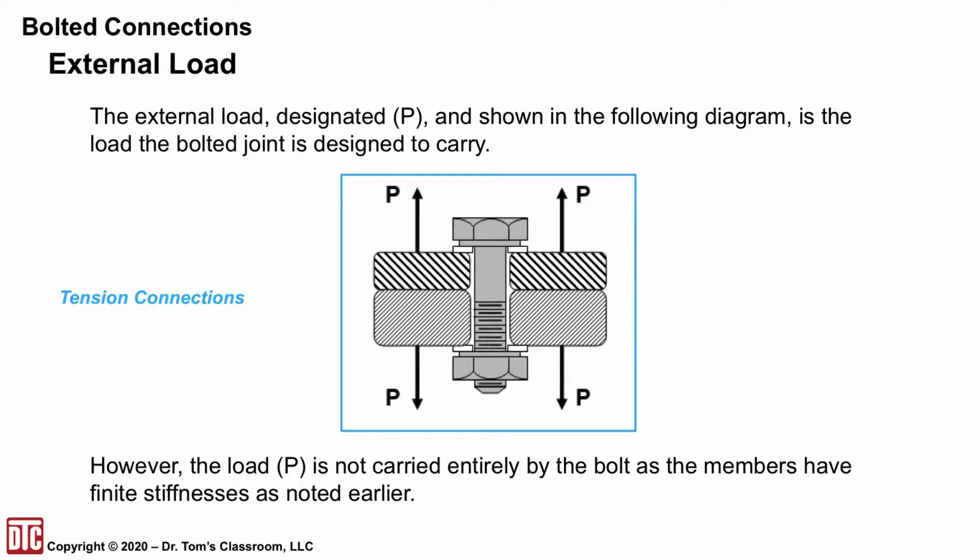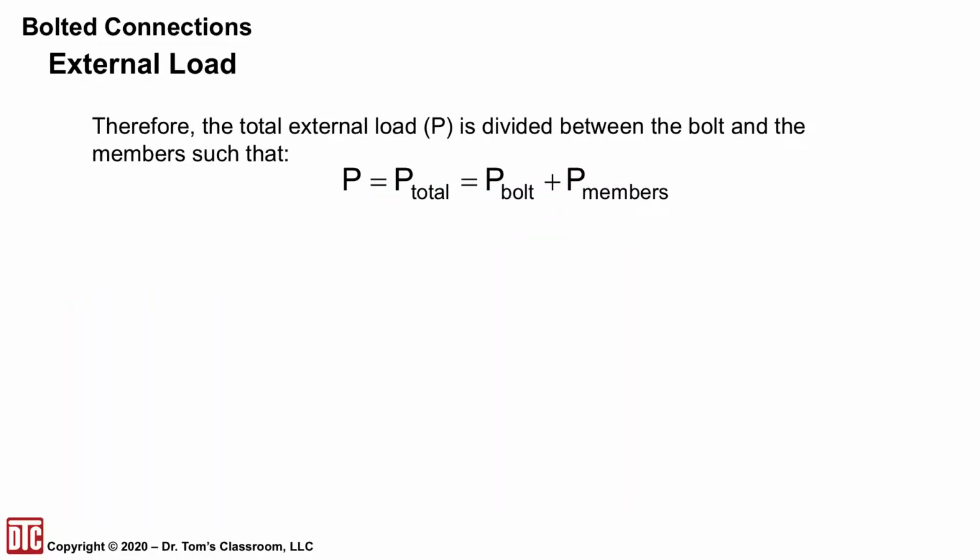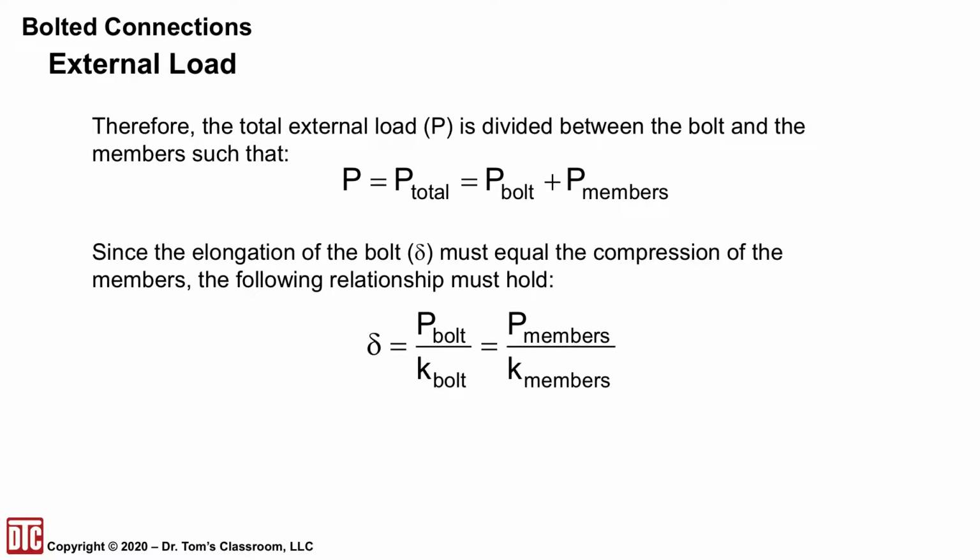Now, however, the load is not carried entirely by the bolt. The members carry it. In fact, they carry a lot of the load, as we're going to see. So therefore, the total external load P is divided between what is going to be carried by the piece of bolt, and piece of members. So the elongation of the bolt must be equal to the compression of the members. And so what we have is delta's P bolt over K bolt, which is equal to P members over the K members. Those two ratios have to be the same value.